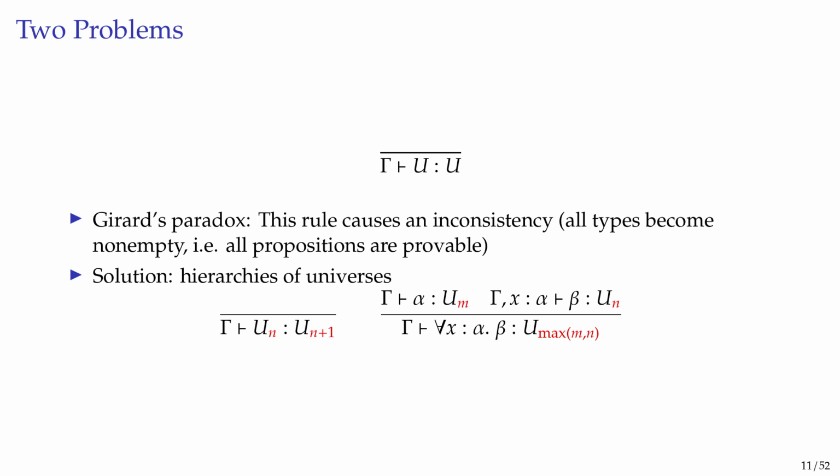The solution to this is to add a hierarchy of universes. So you have the lowest universe, U0, and then that has a type, which is the next higher universe, U1, and so on. We're going to have to attend to these universe levels also in the rule for the for all. So if you have something in type U_m, and then this other type is in U_n, then this will live in the max of the two universes.